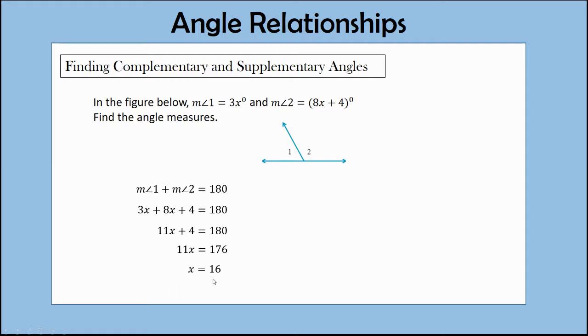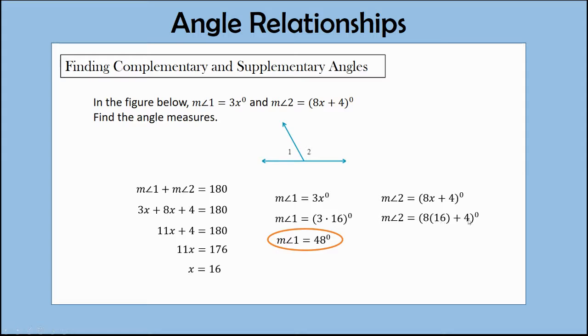Now, make sure you don't stop because the question says find the angle measures. You found the value of the variable, but that's not the angle measures. That's a very common multiple choice error. All right, so let's finish up here. Angle 1, they said, was 3 times x. We know x is 16, so angle 1 is going to be 48 degrees. That's the first answer. Angle 2 is 8x plus 4. X is 16, so 8 times 16 plus 4. That's going to be 132 degrees. Now there's my two answers. This leads us to the answers, but it's not the answers. We had to go ahead and finish.